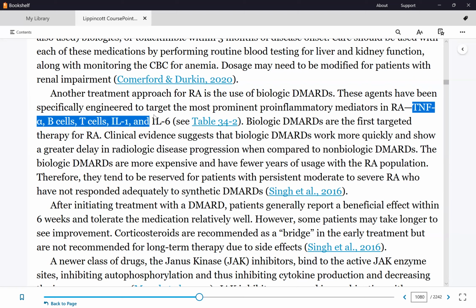Okay, so these inflammatory markers, these are cytokines. Cytokines are pro-inflammatory substances responsible for the symptoms of RA and also of lupus, systemic sclerosis, multiple sclerosis. So they're very specific, cell-specific targeting drugs. We have a table for that.